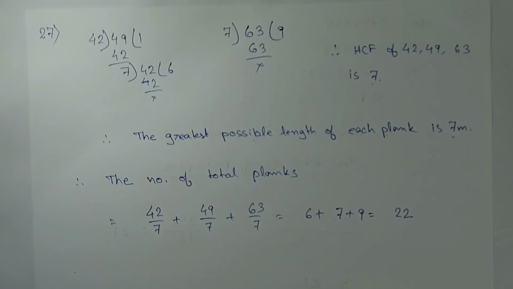Okay, now what will be the total number of planks needed? One timber length is 42 meter, another is 49 meter and another is 63 meter. So if I cut 7 meter pieces in this way, 42 by 7 is 6, 49 by 7 is 7, 63 by 7 is 9. So total 6 plus 7 plus 9 equals 22 planks can be cut out.